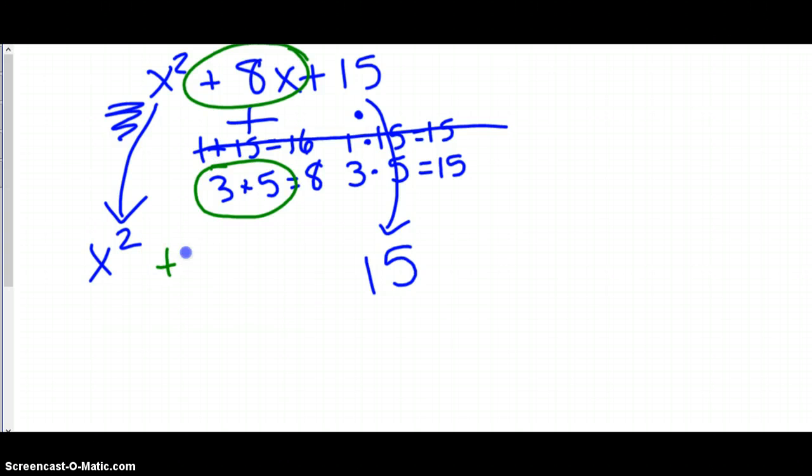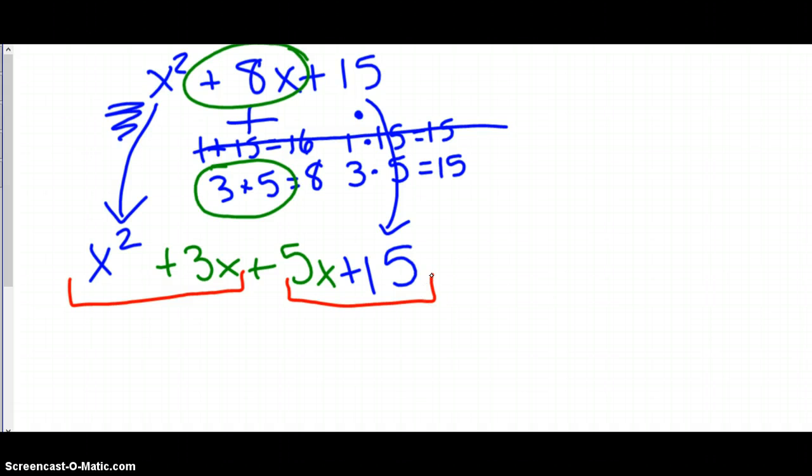If I write this as plus 3x plus 5x plus 15, 3x plus 5x is still 8x. Once I do that, I can do some factoring. I want to start by looking at the first two terms and the last two terms.